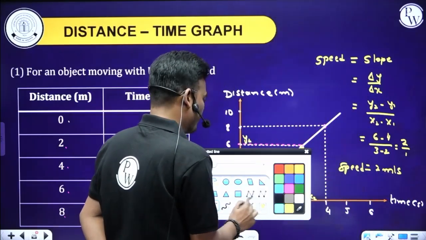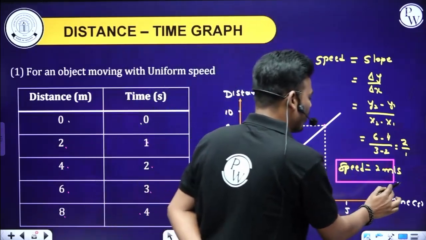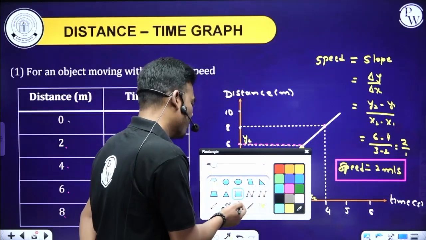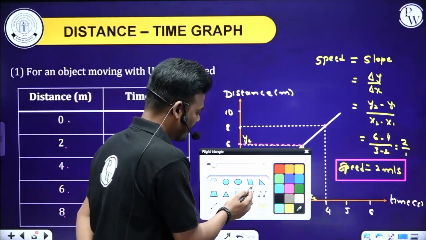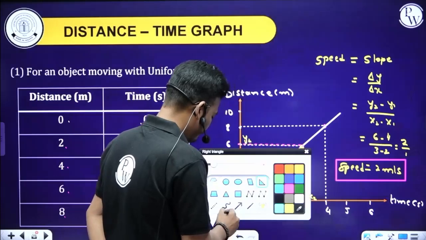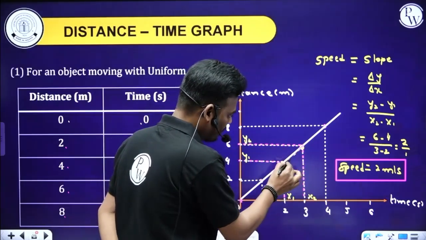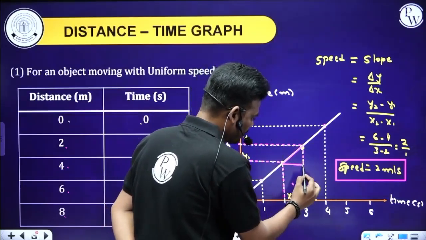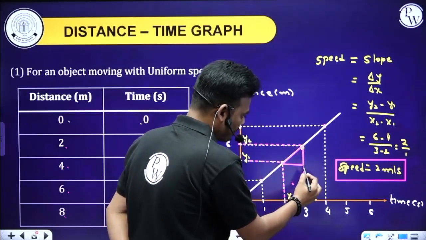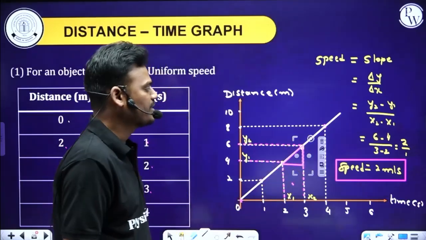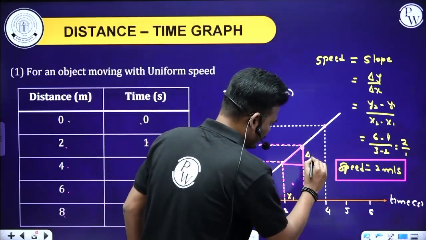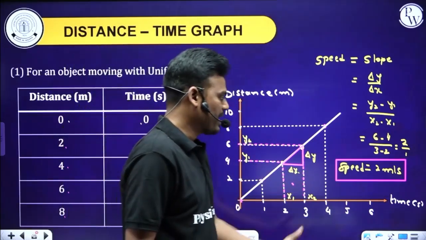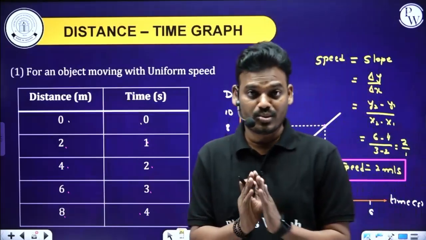This is how you need to calculate the speed of the body at any interval of time. Here you can consider slope as nothing but change in y-axis divided by change in x-axis, where we have calculated speed. So this is the change in x-axis and this is the change in y-axis, which looks like a triangle. That's all. And the area under this distance versus time graph does not have any meaning.